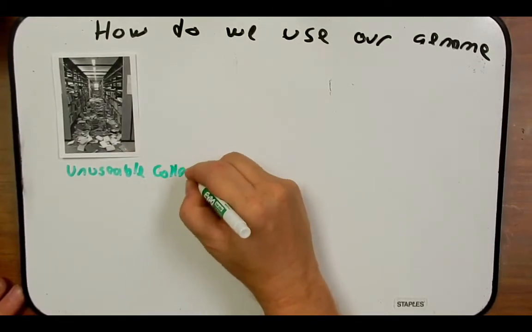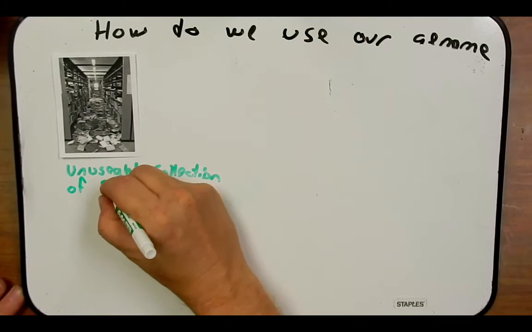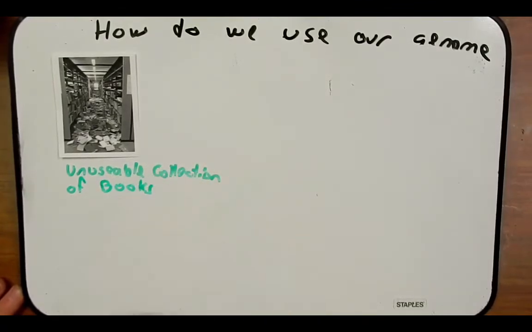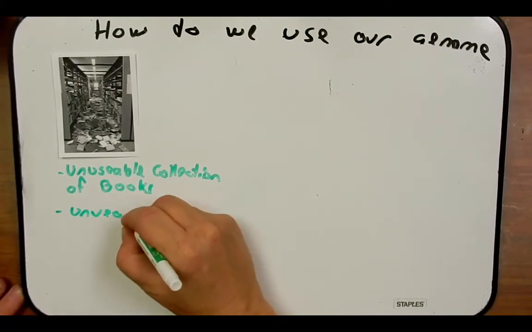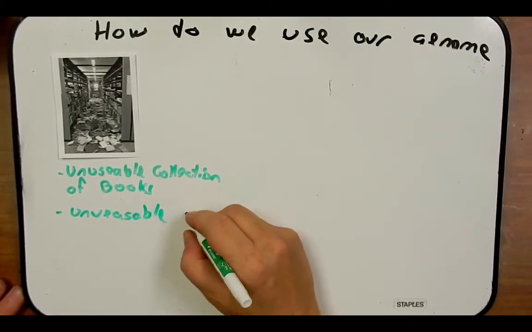So this would be, in our comparison, an unusable collection of books, which we might think of as, in our analogy, unusable genome.